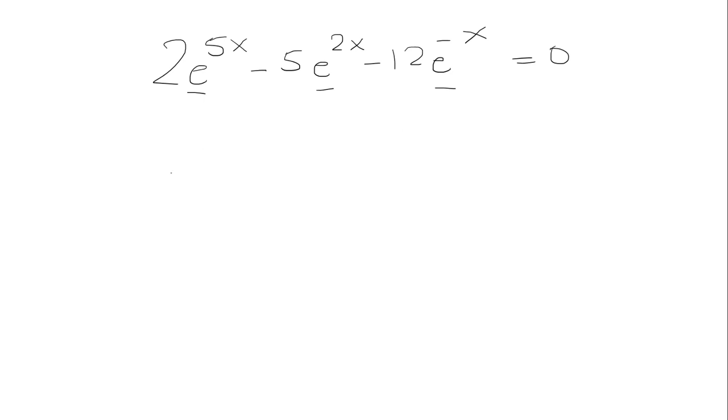So I'm going to factor out one of these e to the exponents, and then I'm going to try to factor it even further. So the key here is to factor out the smallest exponent. So the candidates are 5, 2, and negative 1. Always factor out the smallest one. So we'll have e to the negative x outside.